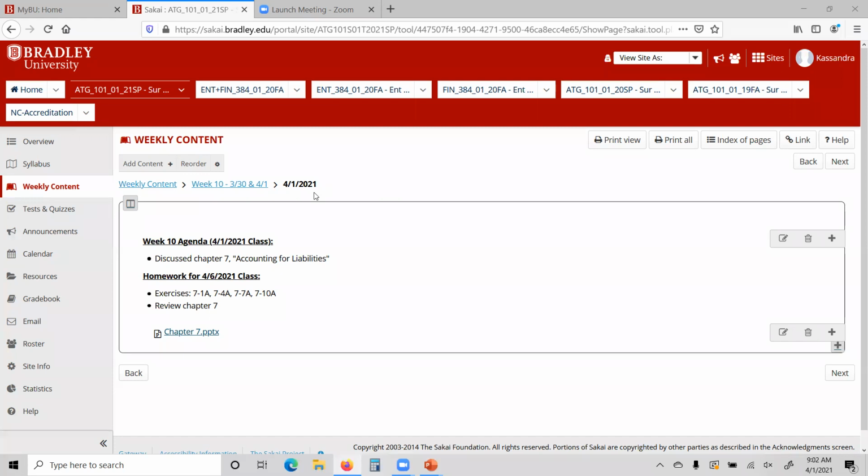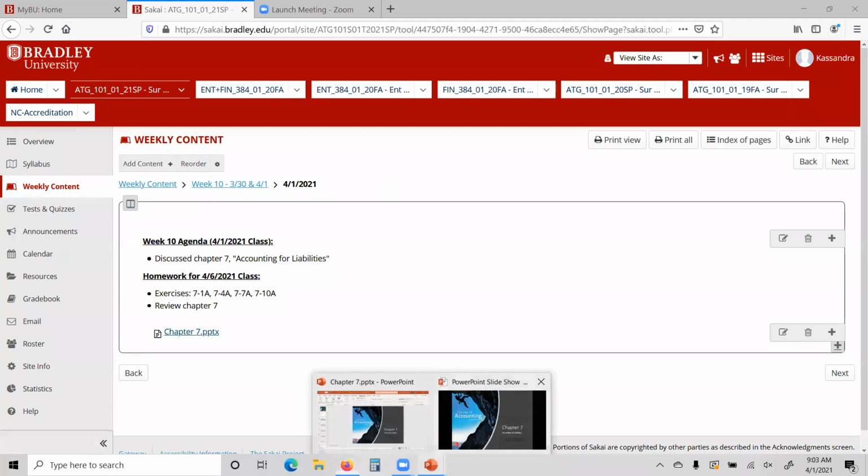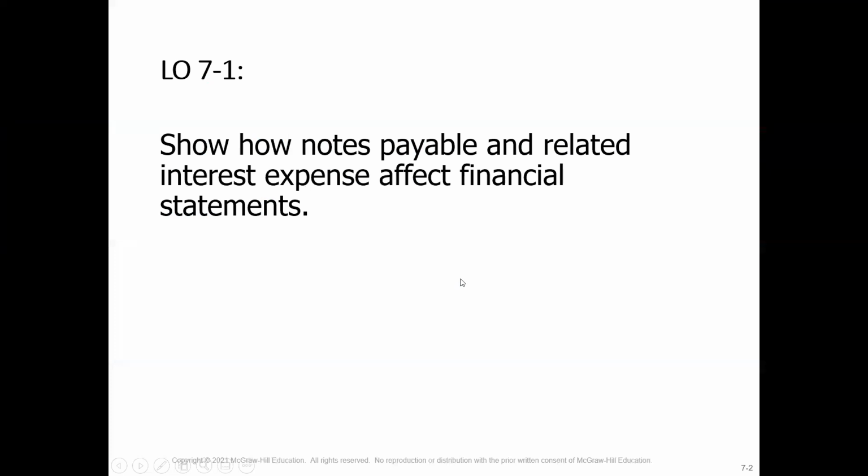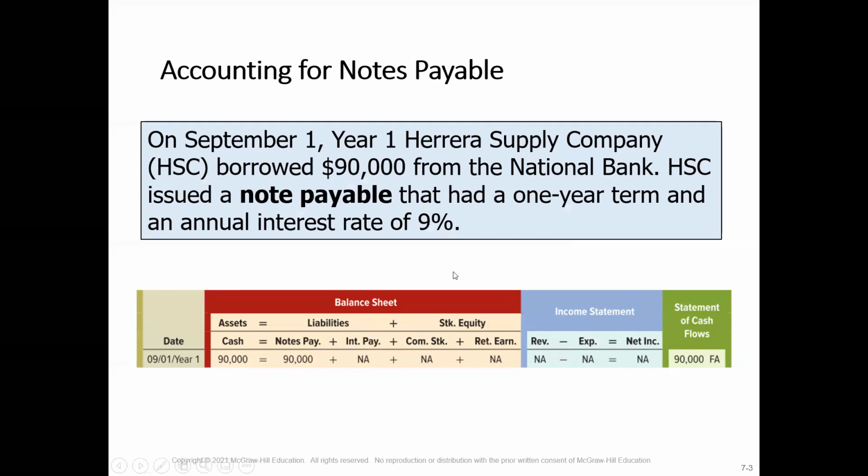Get some more light going on in here so I can see a little better. So the PowerPoint is as given here, and we'll just get right into it. So our first learning objective in the class, we talk about notes payable and interest expense.